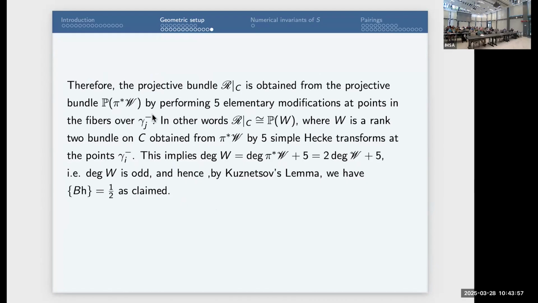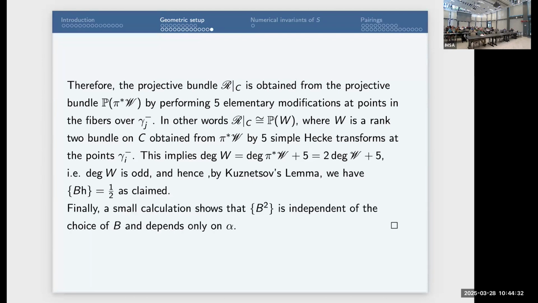This is some projective bundle for performing 5 dimensional multiplication and the points and the 5 points for the rector. So this W is whatever it is. It's pulled back when I get that bundle with even degree with putting that back double cover. So the degree here is even. We're doing 5 Hecke transforms, which then change the degree by 1, so that is odd degree. So the upshot is that the fraction part of the intersection of B with H is a half. And then there's one calculation to check that the other number is also independent of the choice.